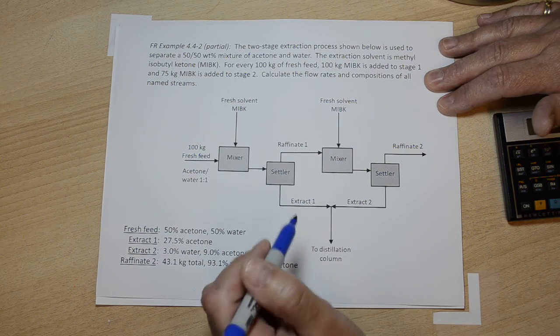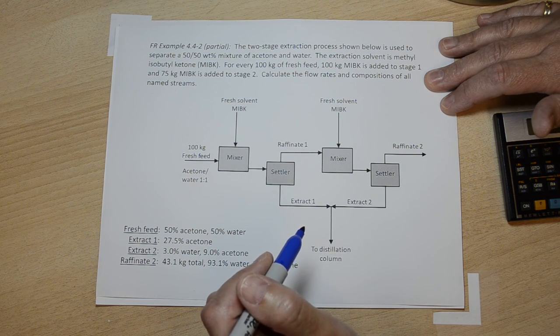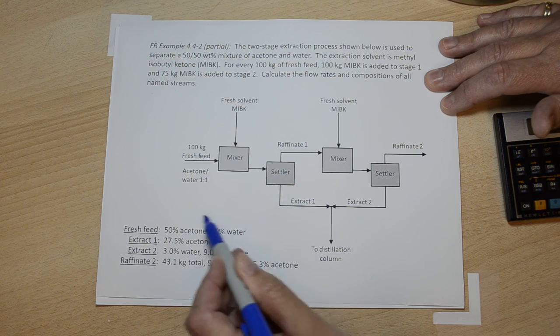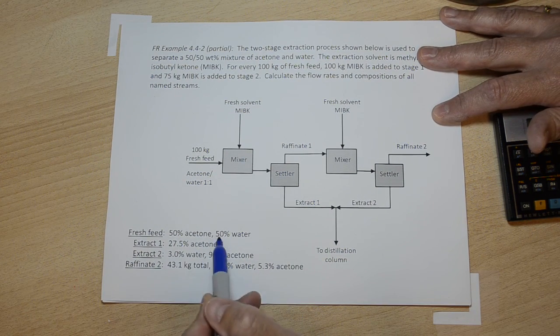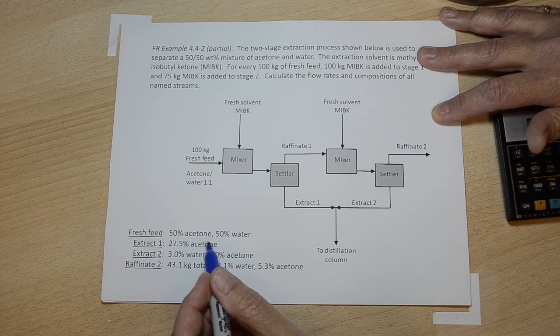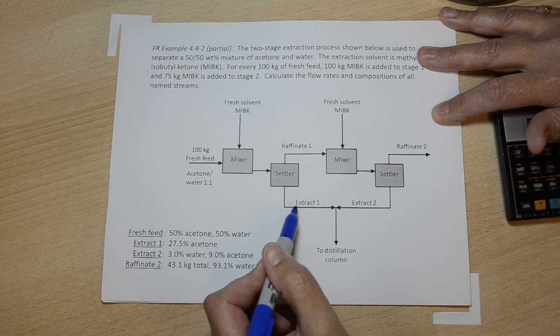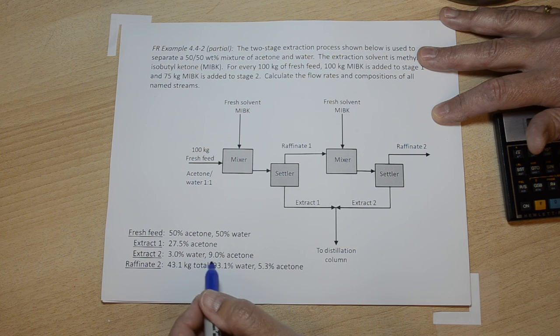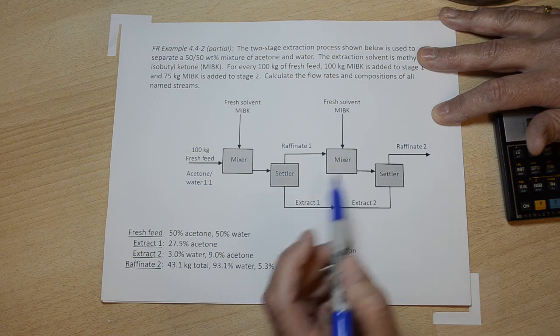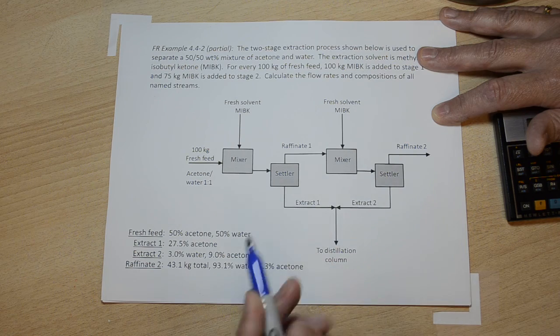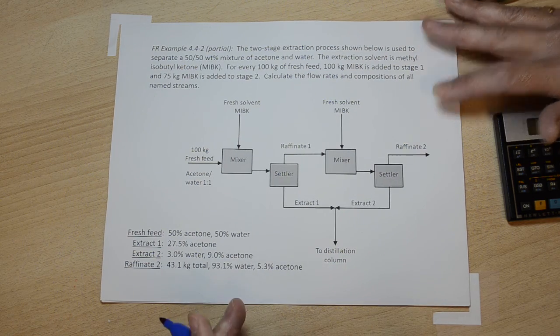So this is a problem in which the flow diagram is given, and there's additional information in the bottom left. We know something about the inlet feed, its flow rate and composition. We know a little bit about this extract stream, we know everything about the composition of extract 2, and for this one called raffinate 2, we know the flow rate and the composition.